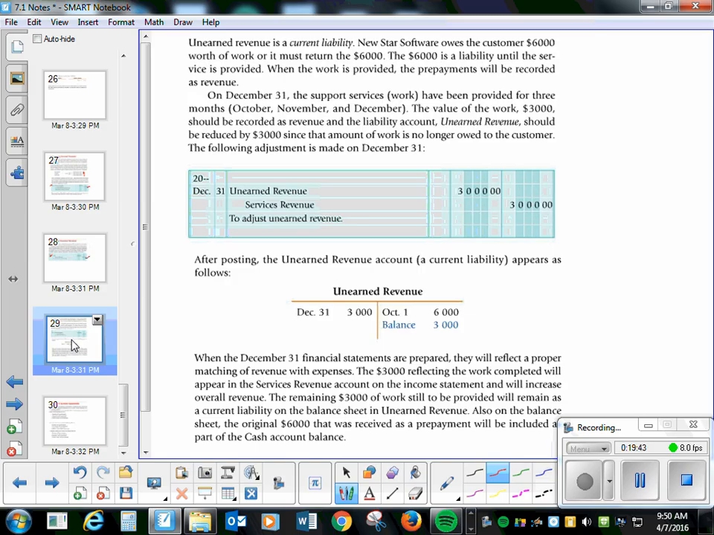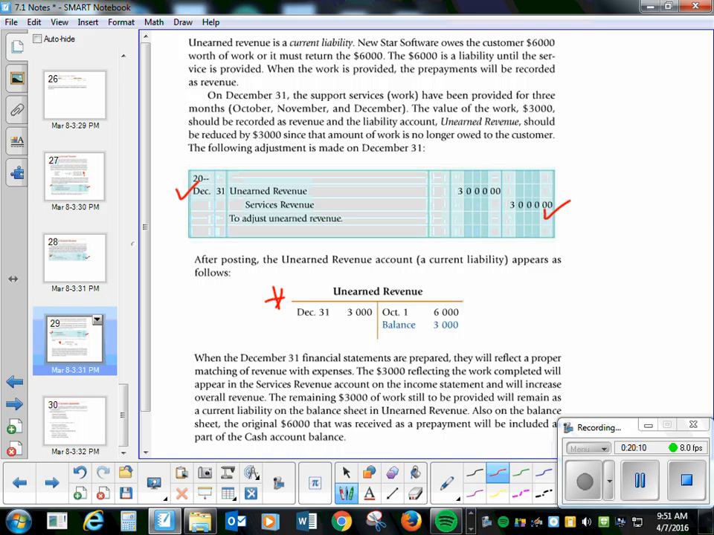On December 31st, the support services have been provided for 3 months. The value of the work, 3,000, should be recorded as revenue, and the liability account unearned revenue should be reduced. So now here you're actually recognizing the 3,000, and now you can debit the unearned revenue account here. When the December 31st financial statements are prepared, they will reflect a proper matching of revenue with expenses.